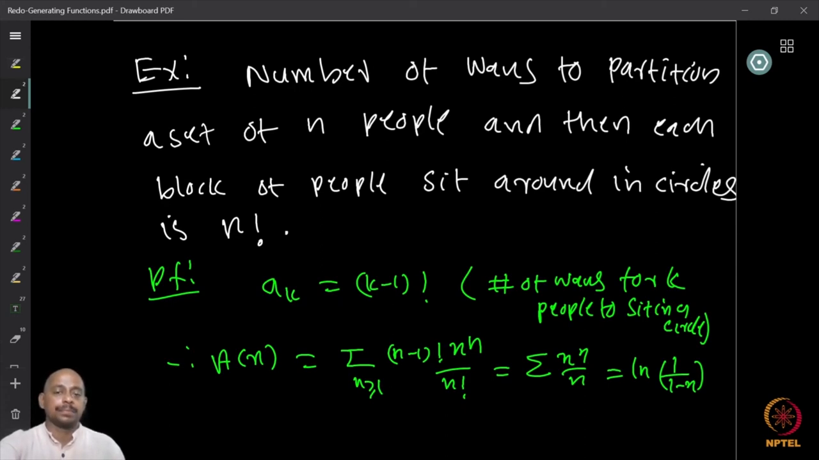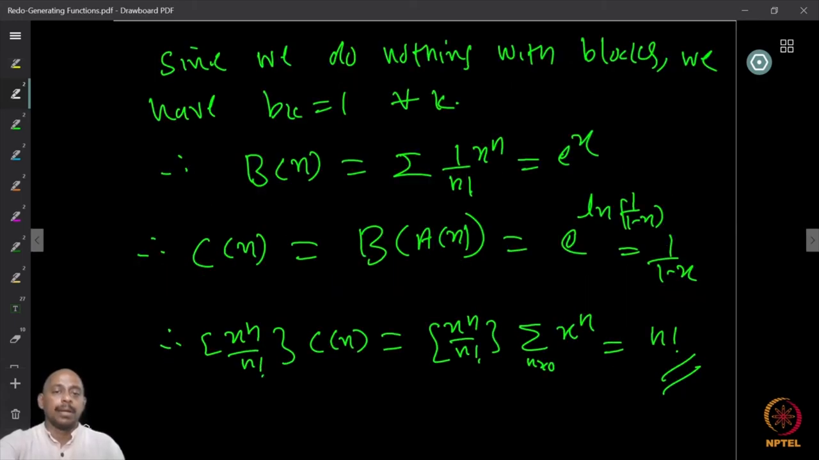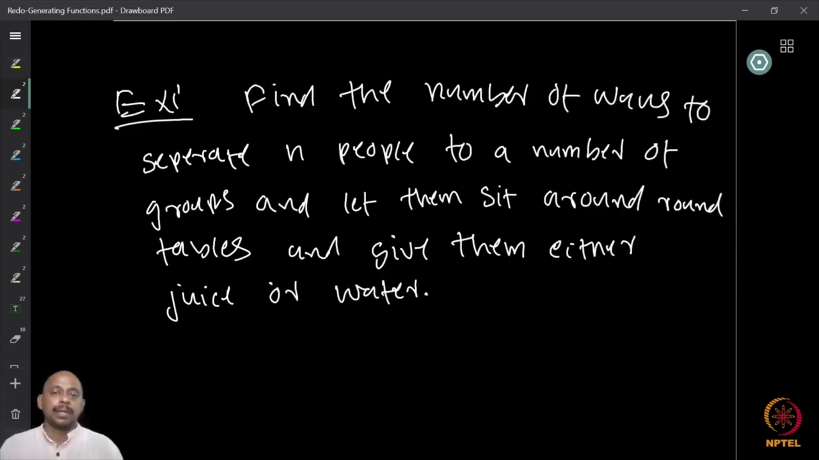Okay, now let us look at one more example which is slightly related. Find the number of ways to separate n people into a number of groups, and then let them sit around again in circles. But then after sitting them at tables, we serve them with either juice or water. This is what we do. Now, how many ways of doing this?